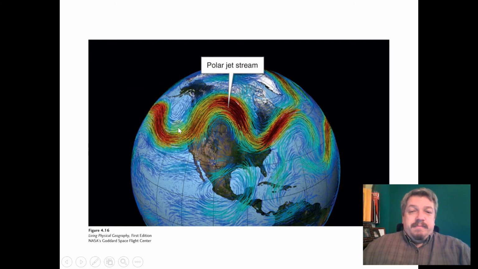But what's interesting is that this polar jet stream kind of acts as a boundary. It helps keep the very cold air from the pole here. And so air on this side of the jet stream is generally very, very cold, and air on this side is generally much warmer. Okay?